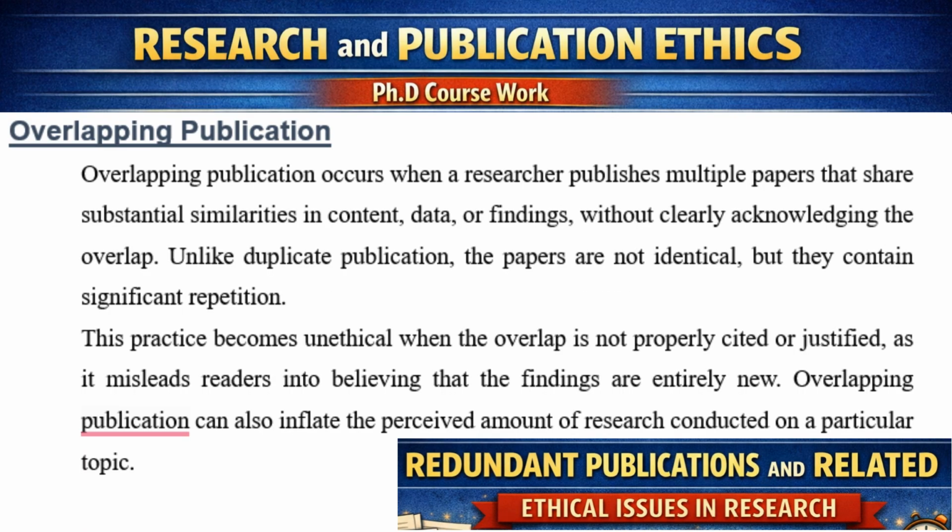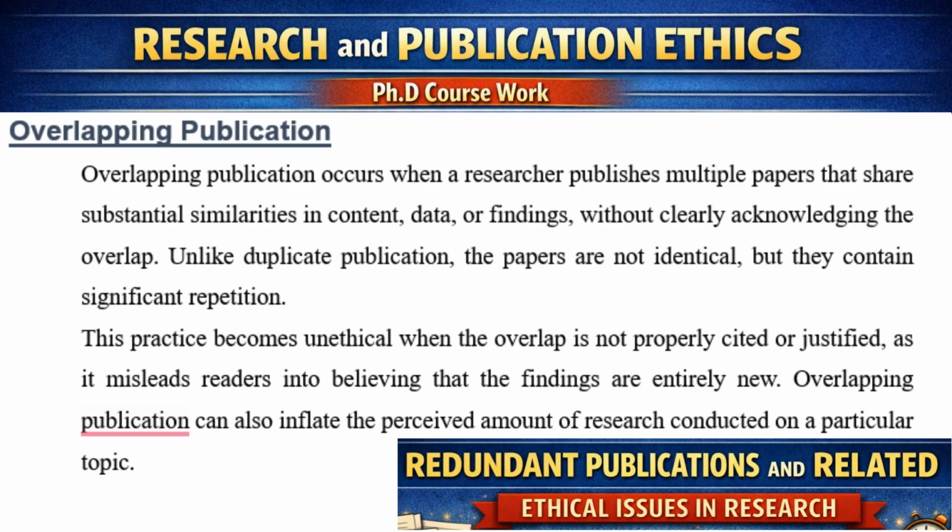Overlapping publication. Overlapping publication occurs when a researcher publishes multiple papers that share substantial similarities in content, data, or findings without clearly acknowledging the overlap. Unlike duplicate publication, the papers are not identical, but they contain significant repetition. This practice becomes unethical when the overlap is not properly cited or justified, as it misleads readers into believing that the findings are entirely new.